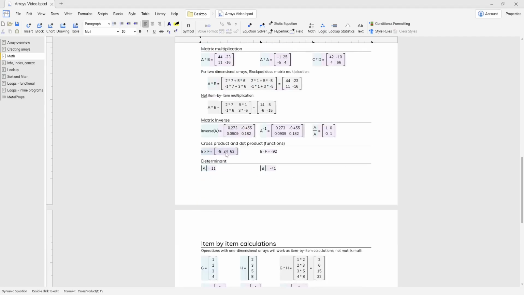In addition to that, we have a cross product and dot product for vectors, and those are going to display in math notation as you see here, but note that they are functions. And then also we have a determinant function that's going to display in math notation as well.